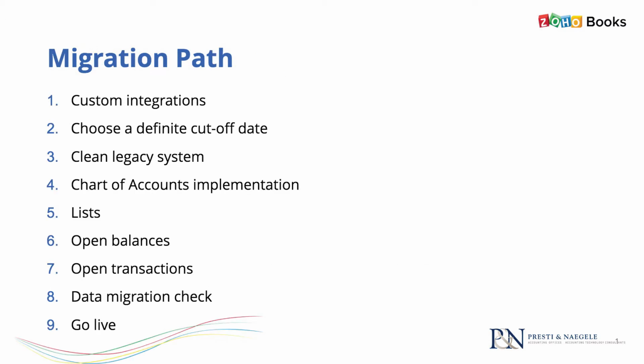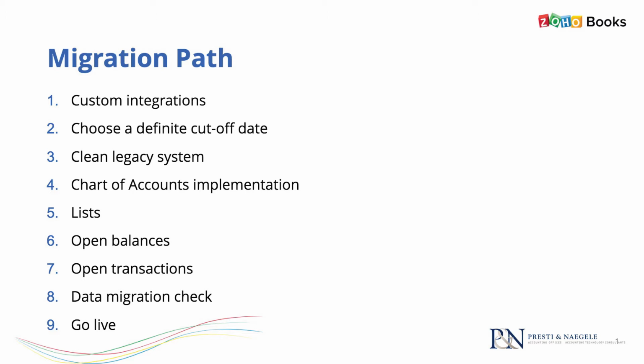So moving on to the next slide, which is the migration path. There are 9 major components to the actual migration process and what needs to be done when you're actually migrating. So the first one is custom integrations. So if you're using payroll or third-party invoice or inventory, you need to know what your custom integrations are and what you would need in the new system.